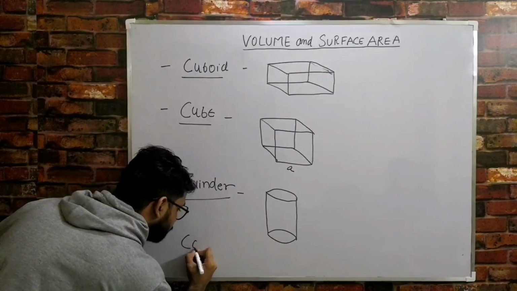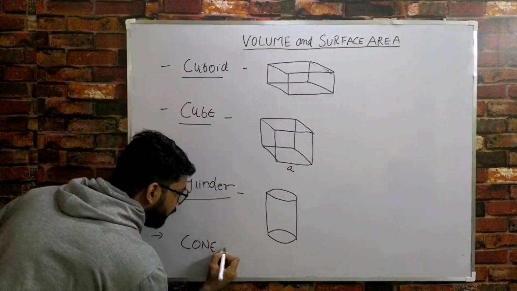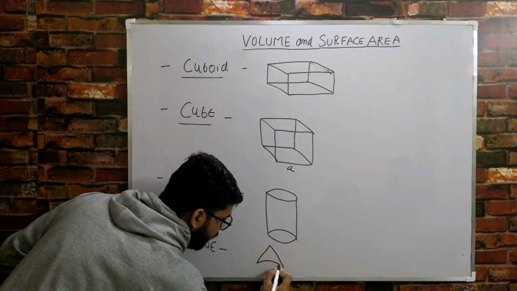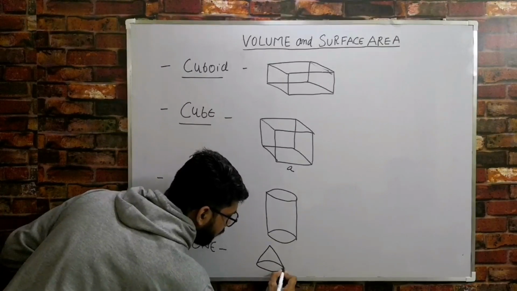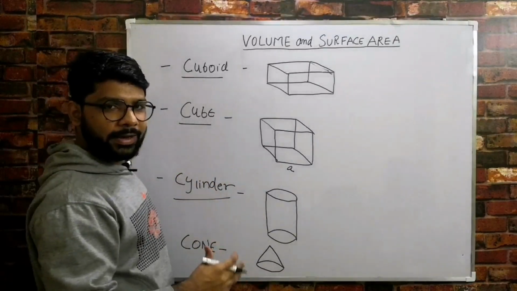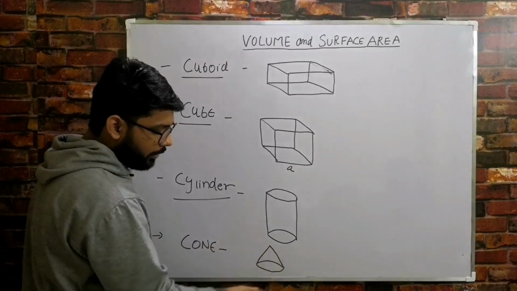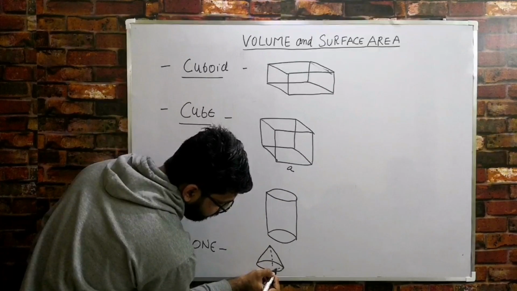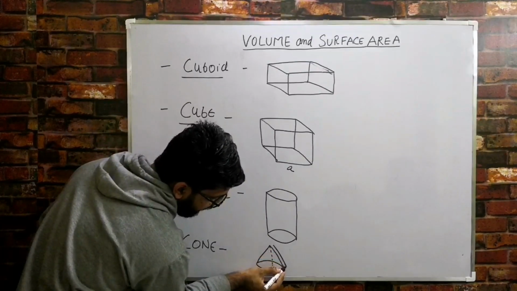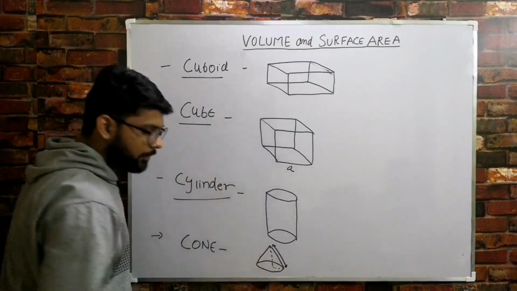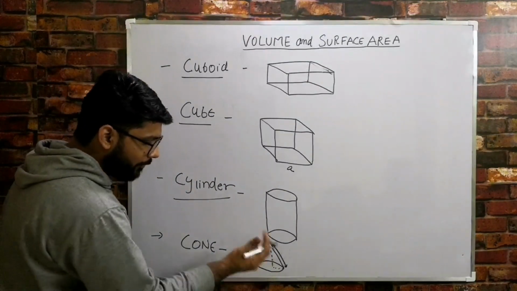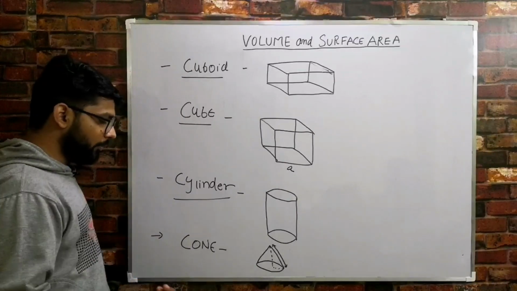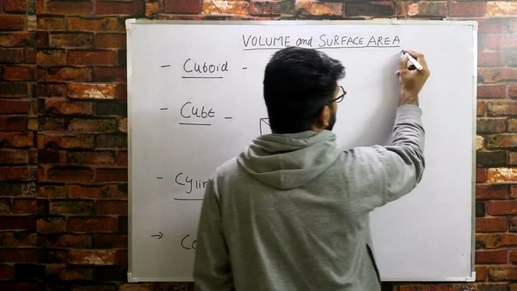Then the cone. We will discuss the cone. The cone shape is this. Like your birthday cap is a cone shape. If you wear your birthday cap, you will see it's a cone. In a cone, we have to find out the total surface area of the cone. This height is the slant height, represented by L. We will find out the slant height. What is the volume of a cone? What is the surface area of a cone and the total surface area of a cone? We will find out. Then we will come to the sphere.